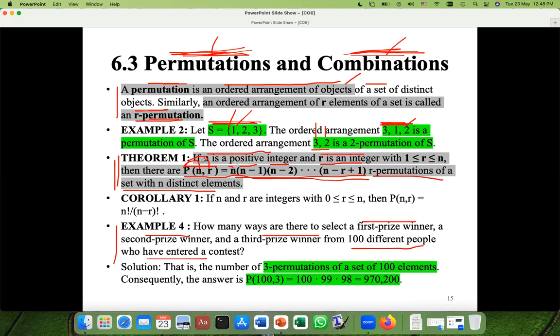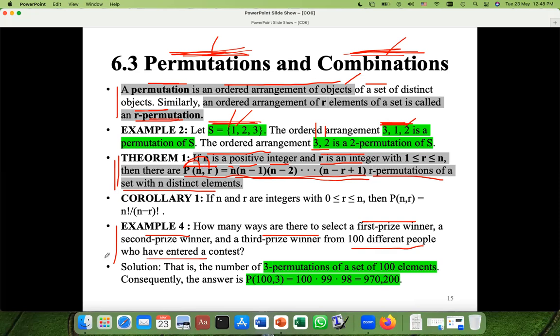And this R-permutation of N objects is the number of ways to do the thing for N elements in that set. Permutation is a different representation. Combination is also representing different ways to represent elements of that set.